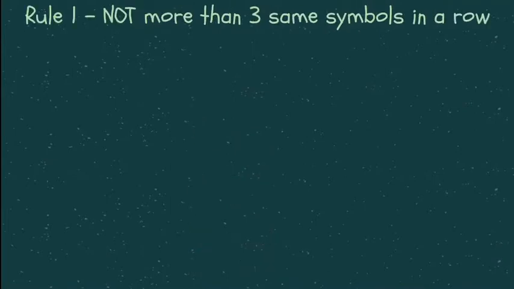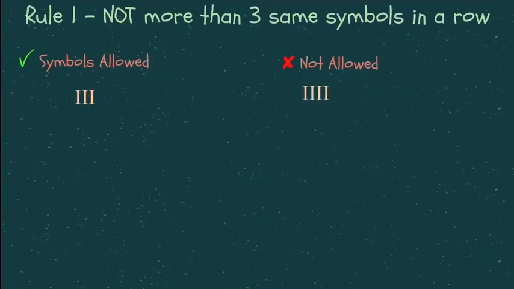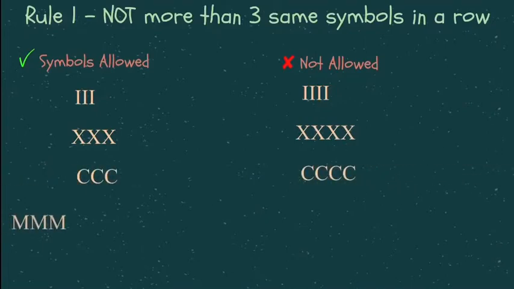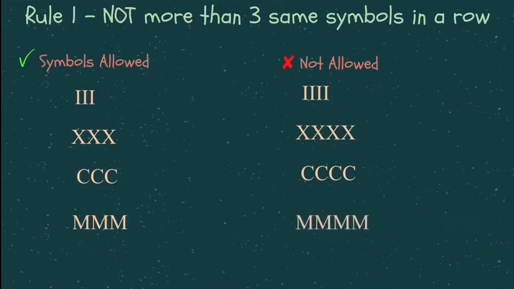We have to remember some rules to form the Roman numbers. The first rule is that we cannot have more than 3 symbols in a row. For example, I can be repeated 3 times, but you cannot have it 4 times in a row. In the same way for the symbol X, for symbol C, and for M.